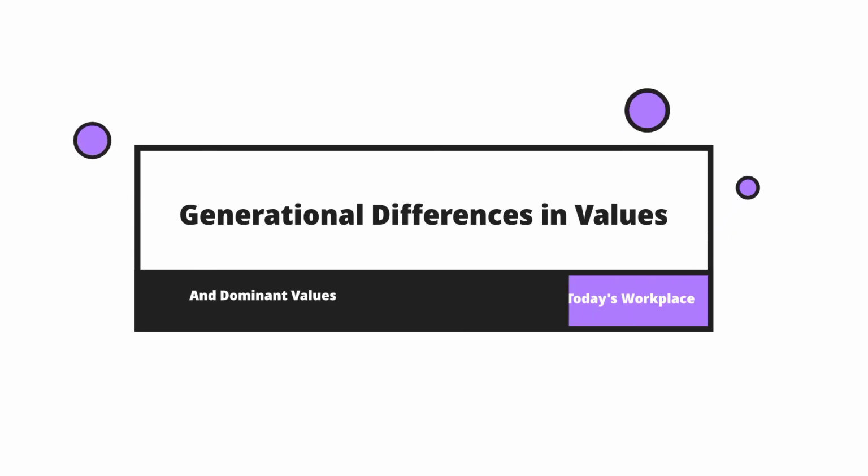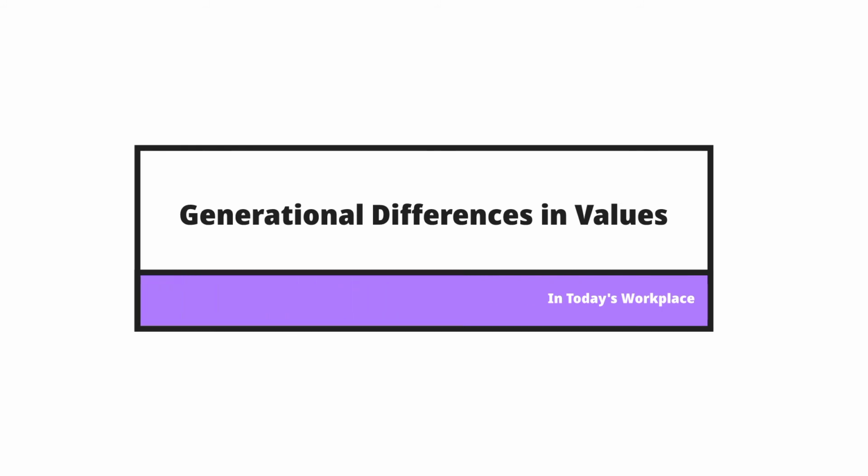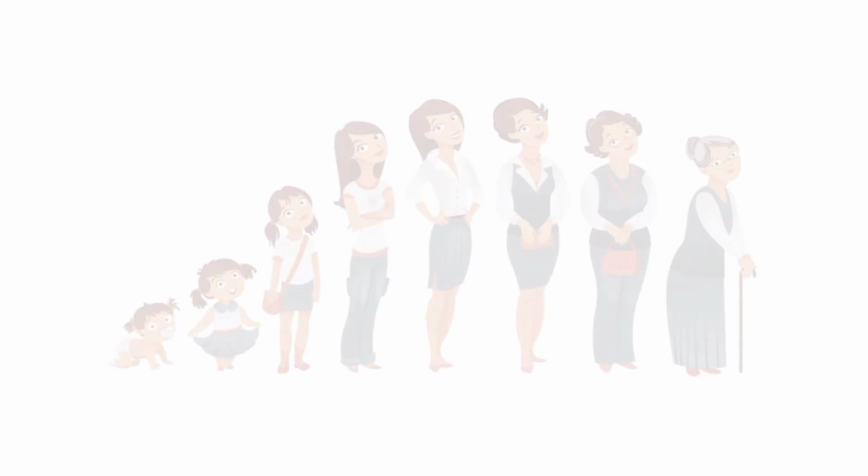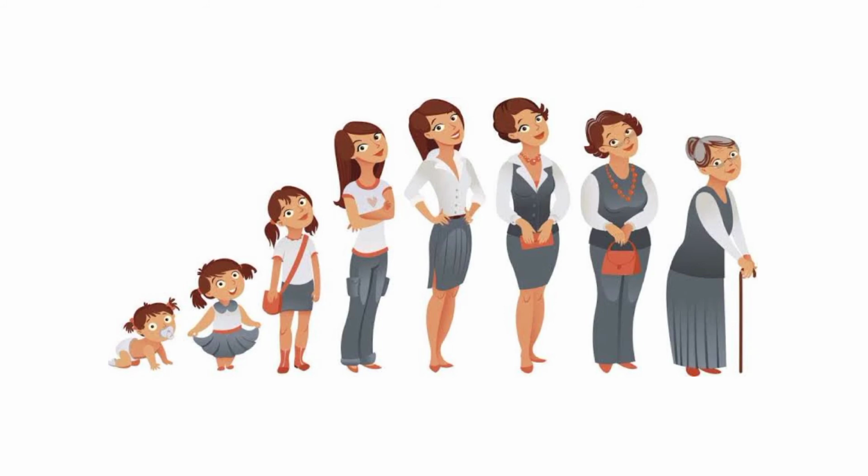So let's go now to generational differences in values and the dominant values in today's workplace. Each of us is part of a generation, or a group of individuals living at the same period of time. A generation typically shares values and viewpoints of the world, and as a new generation comes along, those values and viewpoints change. This means that every generation looks at the world differently.